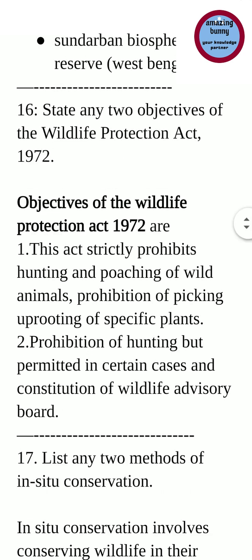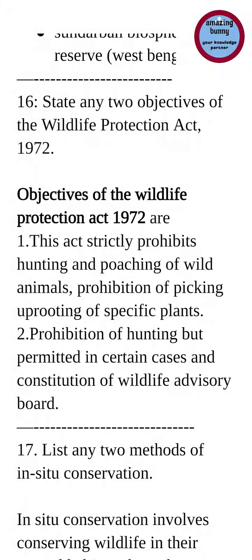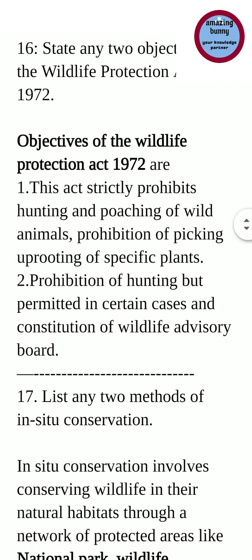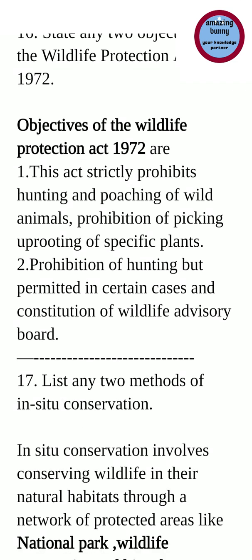State any two objectives of the Wildlife Protection Act 1972. Objectives are: this act strictly prohibits hunting and poaching of wild animals, prohibition of picking and uprooting of specific plants, prohibition of hunting but permitted in certain cases, and constitution of the Wildlife Advisory Board.